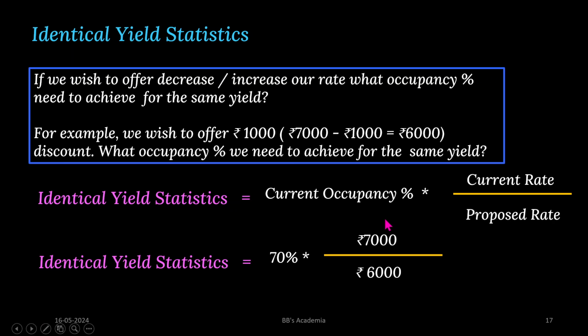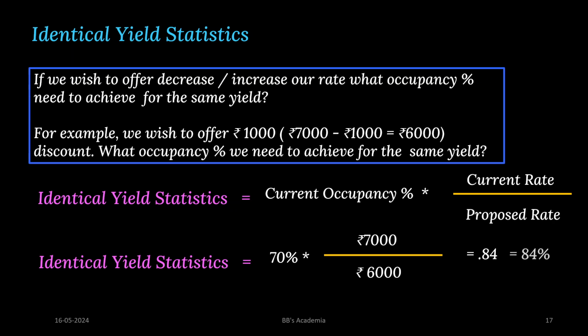So what is your occupancy percentage as per the case study? It is 70%. Current rate was 7,000 rupees and we have proposed that we will be taking 6,000 rupees. So 0.84, that means 84%. You have to take your occupancy to 84% instead of 70%. That is your identical yield statistics, to have the same yield. Same yield of what? 57% yield, which we have calculated earlier.